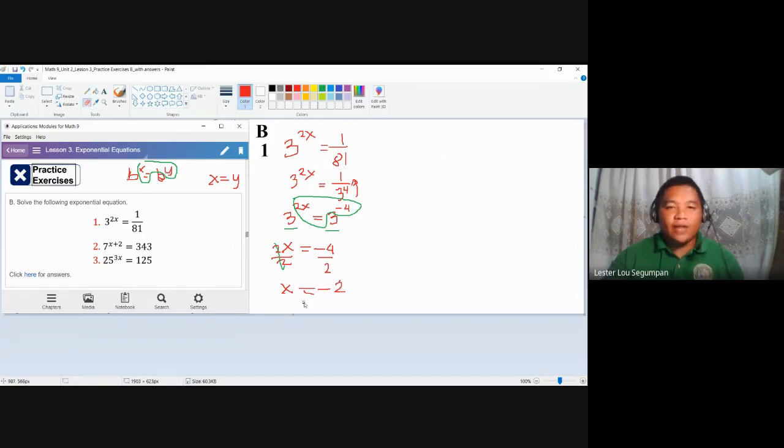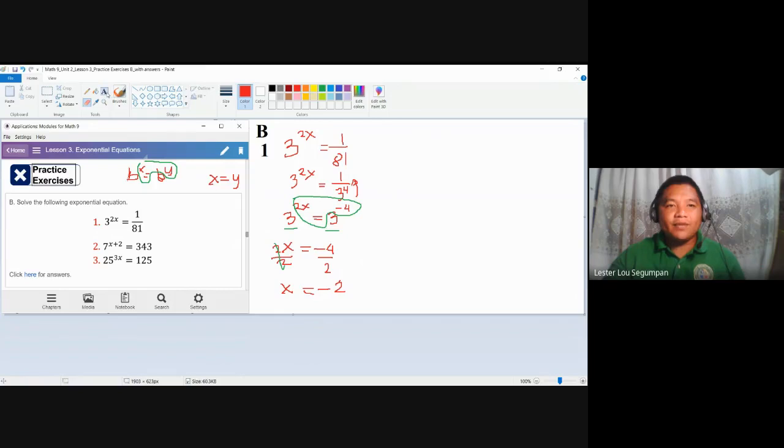To check whether your answer is correct or not, you could always substitute negative 2 in our given. So 2 times negative 2 becomes negative 4. 3 to the power of negative 4 is an expression with a negative exponent. You may bring it down. That's why you will have 1 over 3 to the power of 4. And 3 to the power of 4 is 81. You will still have 1 over 81.